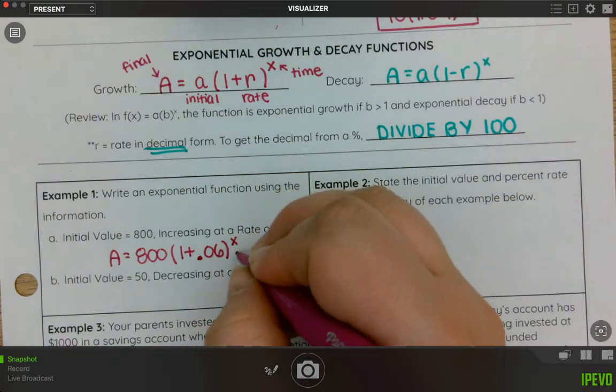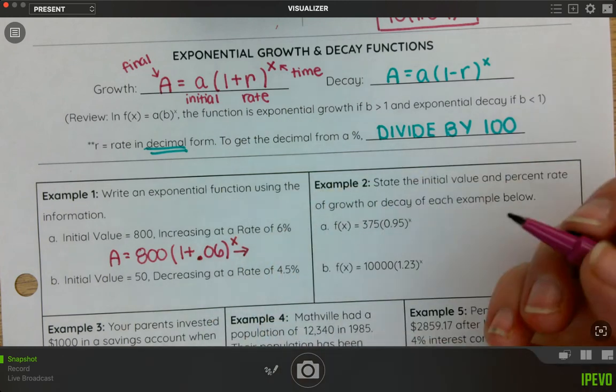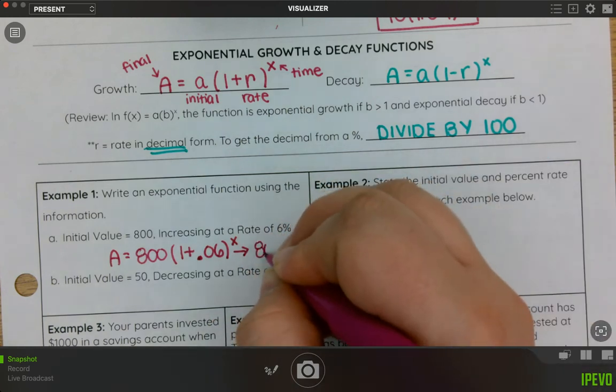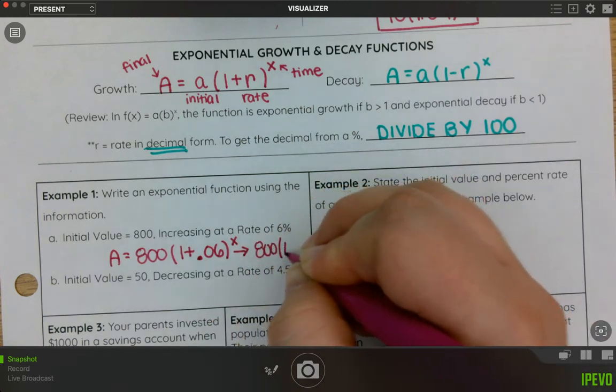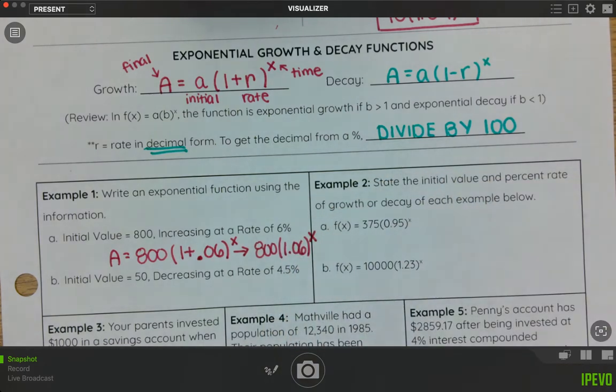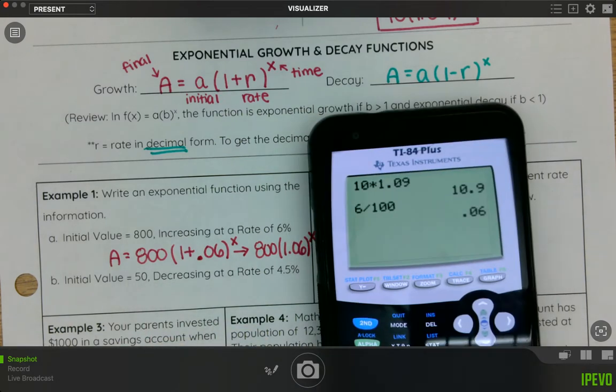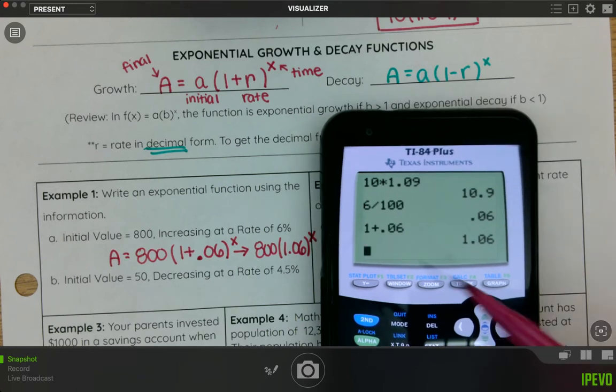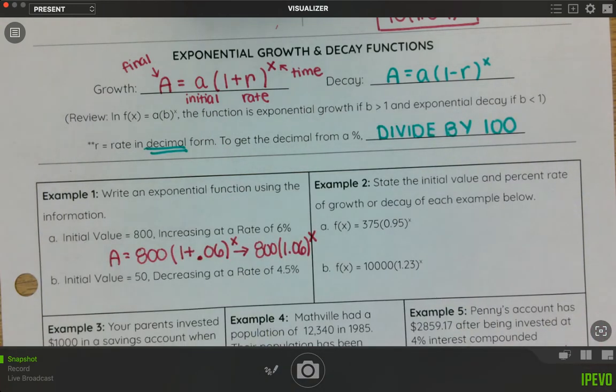And I am going to write one thing, and that is that you could also write this as like that. So 1 plus 0.06. And what you'll notice, if you do this enough times, is when you add 1 to a decimal, it just puts a 1 in front. And that only works if you're adding it.